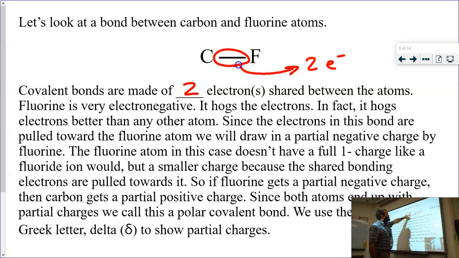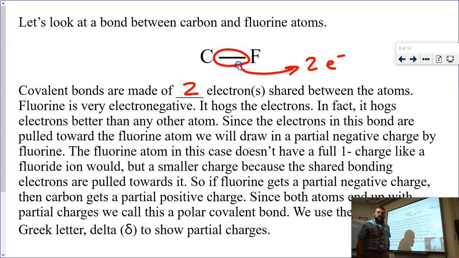Each of these atoms, or each of these elements, has a different electronegativity. The element that is more electronegative will pull the shared electrons in that direction. So this bond is actually shifted or pulled towards the fluorine just a little bit, okay? It hogs electrons. In fact, it hogs electrons better than any other atom. Since the electrons in this bond are pulled towards the fluorine atom, we will draw a partial negative charge by fluorine. This is new, okay?